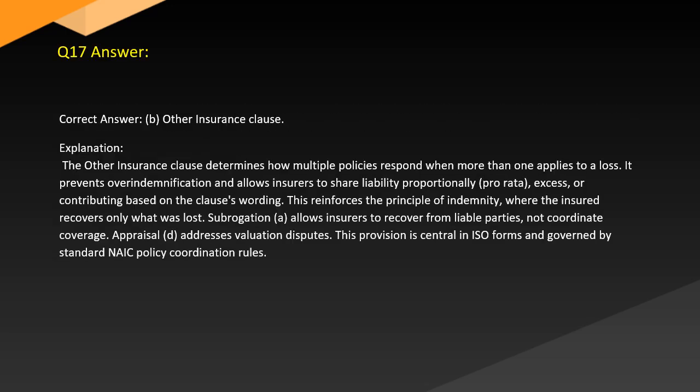Answer. Correct answer: B. The other insurance clause. Explanation. The other insurance clause determines how multiple policies respond when more than one applies to a loss. It prevents over-indemnification and allows insurers to share liability proportionally, pro rata, excess, or contributing, based on the clause's wording. This reinforces the principle of indemnity, where the insured recovers only what was lost.